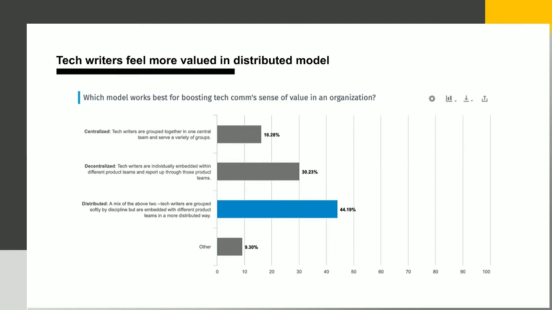And most people did have a consensus that they felt that the distributed model, where you're embedded with product teams, but you report to a TechCom group, seemed to be ideal. That was by far the clear winner in terms of preferences.